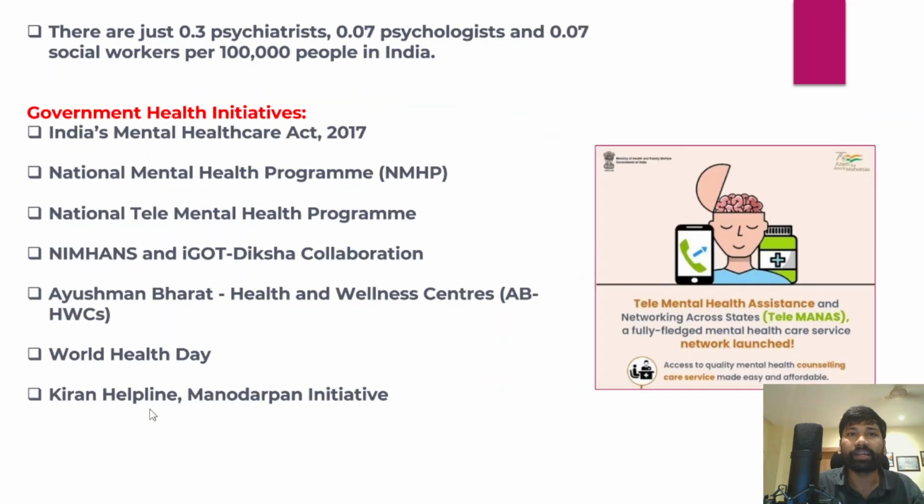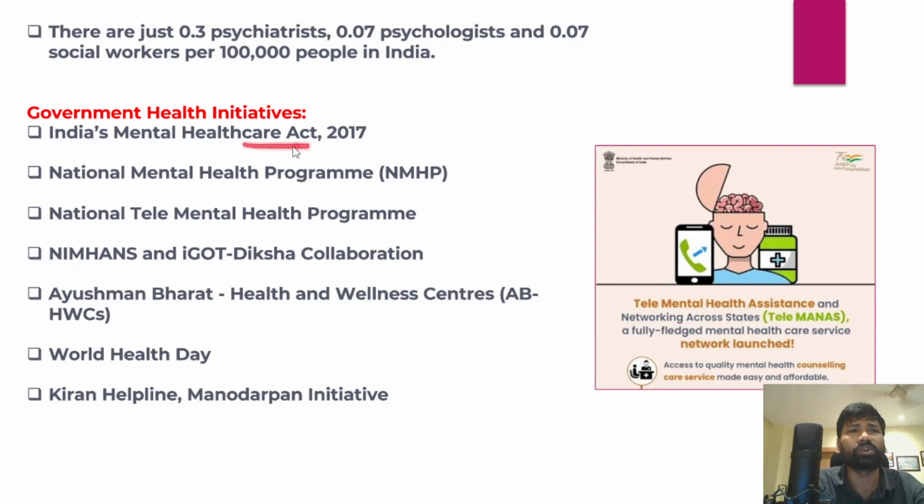Now if you look at the data about mental health care professionals in India, there are just 0.3 psychiatrists, 0.07 psychologists and 0.07 social workers for 1 lakh people in India. So that is one of the major problems with respect to mental health care. However, the government has also launched a wide variety of healthcare initiatives. Now, what are those healthcare initiatives?